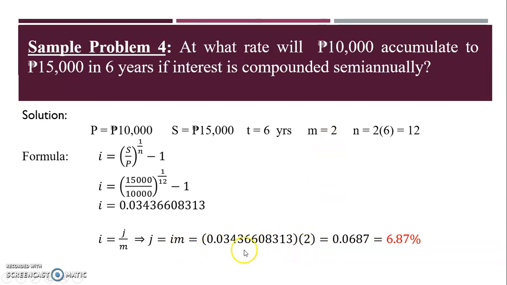So when you multiply this, the rounded value is 0.0687. Since we are talking about rate, we'll convert this to percentage. So from this decimal point, we move 2 decimal places to the right, which is equal to 6.87%. Yan yung rate. So, hindi na natin di-discuss kung paano naman kung ang missing ay time.